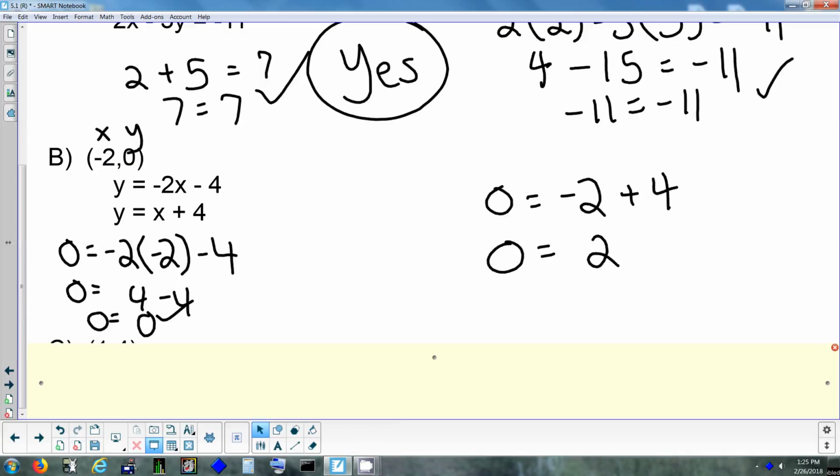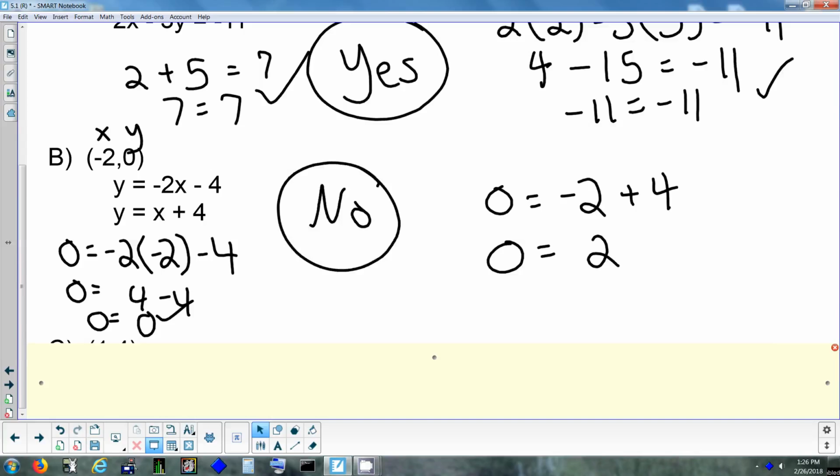Make sure your math is right too, because 4 is bigger than 2 and 4 has the positive. Alright, so here, again, and don't panic, guys. You're going to get some on the homework tonight and later in class that don't check out. We did our math correctly, it doesn't check out. No, not a solution. Alright, it's not a solution.